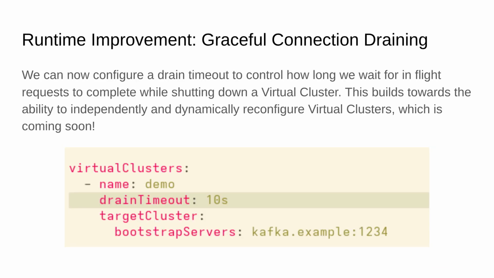Next, we have an improvement in the networking area, which is graceful connection draining. You can configure a drain timeout on your virtual cluster, which controls how long we wait for in-flight requests to complete while shutting down a virtual cluster. This is building towards a really cool thing in the future where we're going to be able to independently and dynamically reconfigure virtual clusters. So you'll have hot reload without having to shut down the whole proxy, which maybe hosts lots of virtual clusters and has heaps and heaps of connections established. Shutting them all down at once could be bad. So we're working towards dynamic reload.